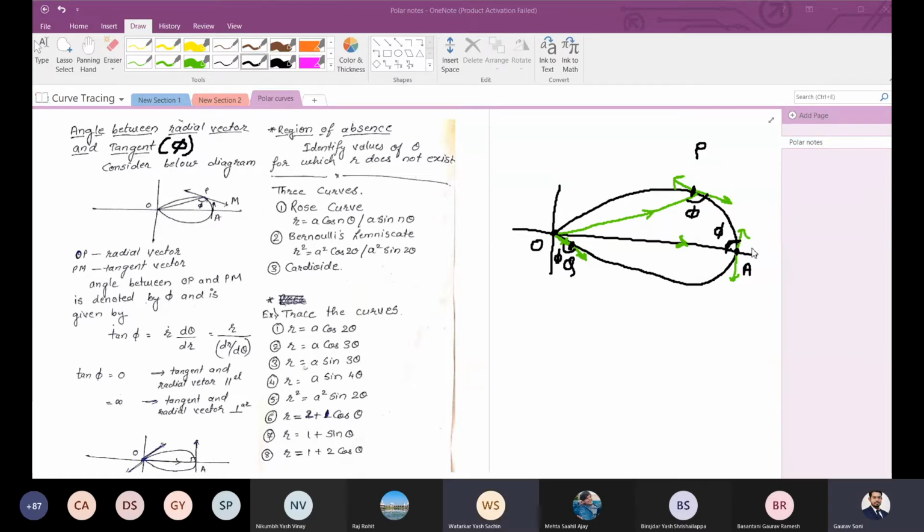Yes, sir. What can you say about the angle phi at the point Q? I need some precise conclusion. What is your observation? Sir, it should be 90, I think. At Q? No, sir, not at Q, at P. No, I'm asking about Q. Sorry. I need some conclusion about Q.